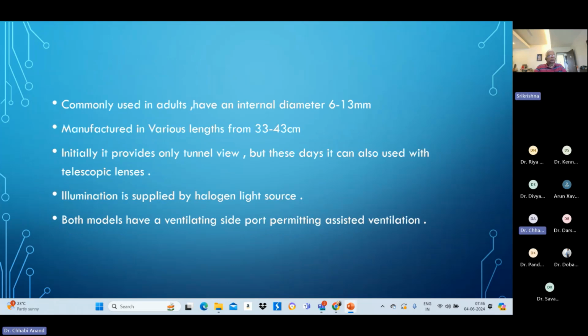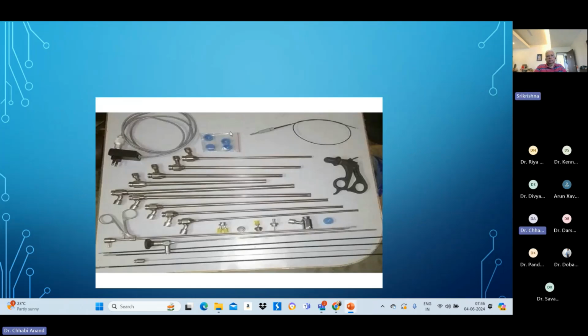Commonly used in adults, they have an internal diameter of 6 to 13 millimeters, manufactured in various lengths from 33 to 43 centimeters. Initially, it provides only a tunnel view, but these days it can also be used with a telescopic lens for better visualization. Illumination is supplied by a halogen light source. Both models have a ventilating side port permitting assisted ventilation. This image is showing the various sizes of rigid bronchoscope. The smaller one is used for pediatrics and the longer one is used for adults.